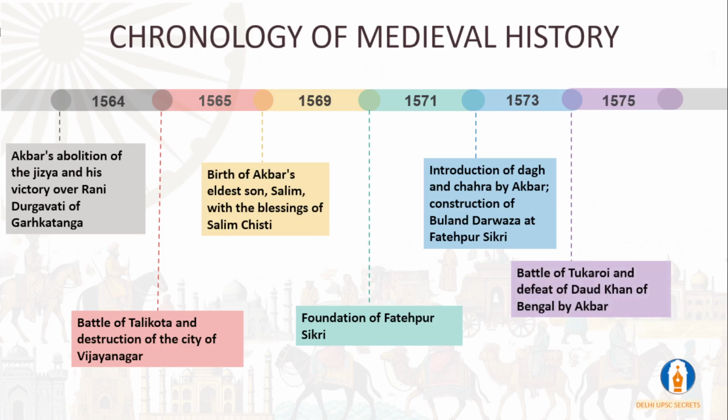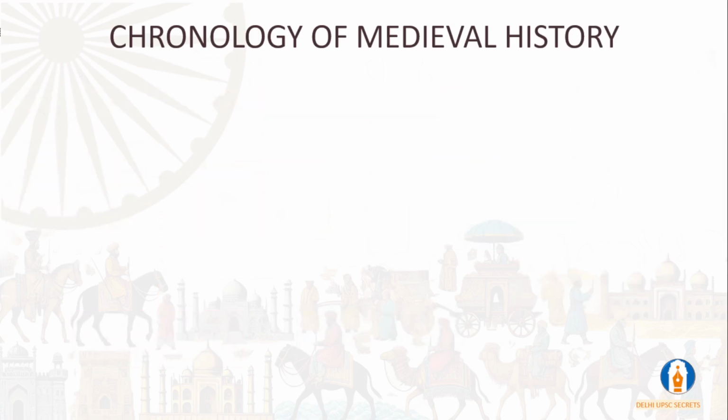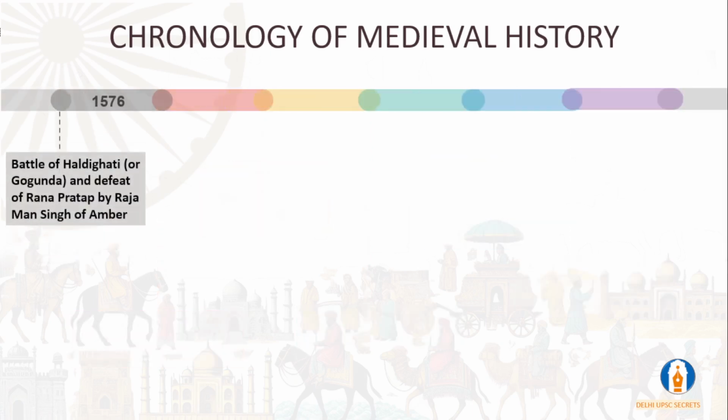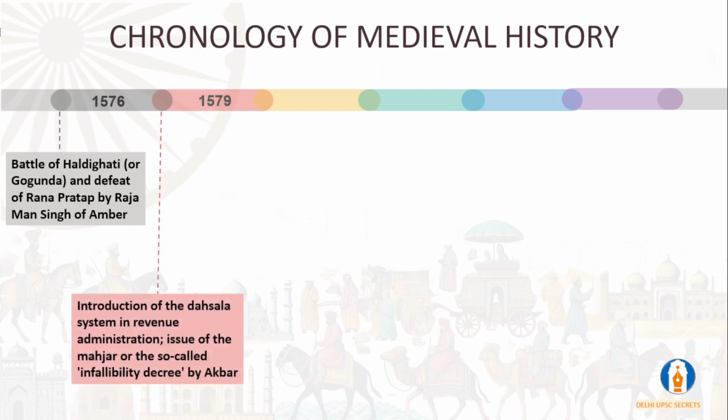Fatehpur Sikri. 1575 AD, the Battle of Tukaroi happens, and there the defeat of Daud Khan of Bengal by Akbar takes place. Then next to that, 1576, we see the Battle of Haldighati and the defeat of Rana Pratap by Raja Man Singh of Amber. 1579 AD is a period where the introduction of the Dahsala system, which is a revenue administration, happens. Issue of Mahzar happens, which is the infallibility decree by Akbar.